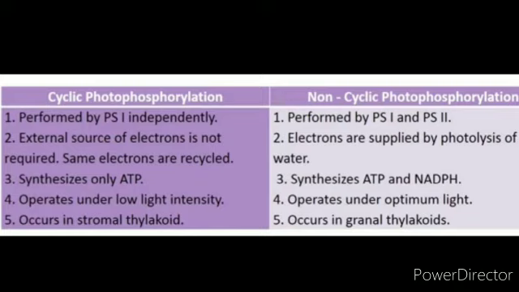Cyclic phosphorylation occurs in stromal thylakoids. These lack PS2 and NADP reductase enzyme. Granule thylakoids have both PS2 and NADP reductase enzyme. Thus, these lamellae conduct non-cyclic phosphorylation. In bright sunlight with a large component of blue light, PS2 absorbs more light than PS1. Hence, both the photosystems work, resulting in non-cyclic phosphorylation. In less intense light with more red in the shade, PS1 absorbs more light than PS2, resulting in cyclic phosphorylation.